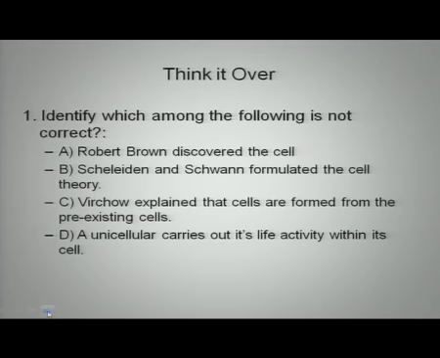Now, here are some questions for you to think and answer. Identify which among the following is not correct. Robert Brown discovered the cell. Schleiden and Schwann formulated the cell theory. Virchow explained that cells are formed from pre-existing cells. A unicellular organism carries out its life activity within its cell.